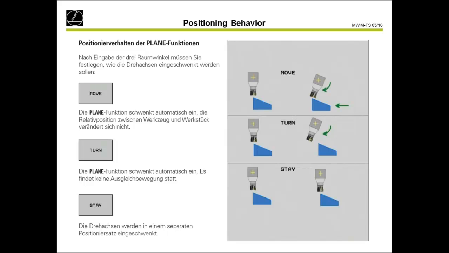And stay, you see in the picture, there is no movement of the axis, so stay is just a coordinate calculation. You can use stay, for example, when you only want to do a calculation reset, only to reset the tilting to go to the next side.